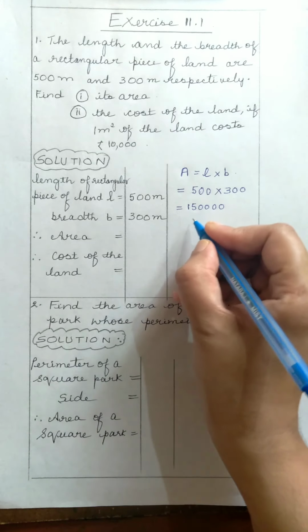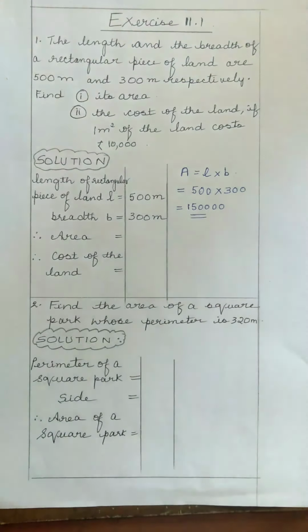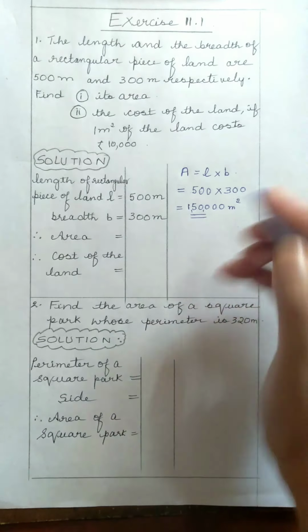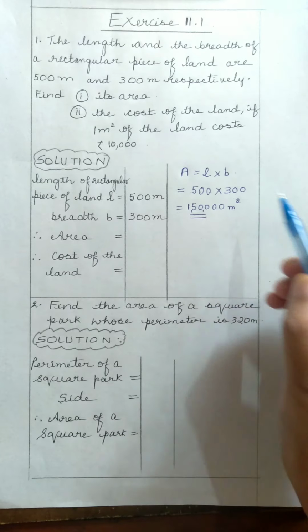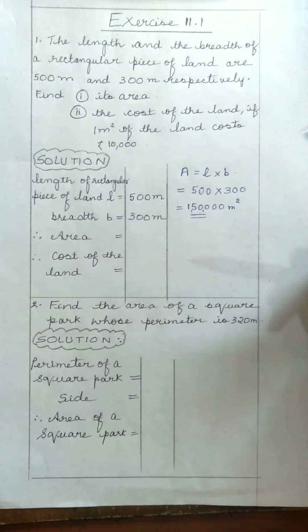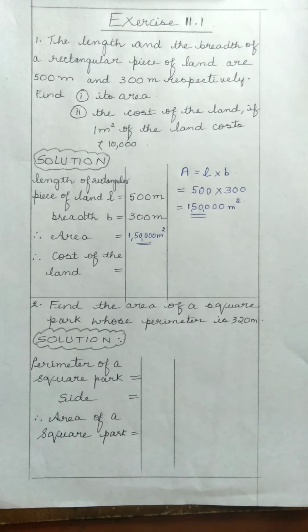Therefore, we will get the area, that is equal to 1,50,000 meter square. The area is expressed in terms of meter square because in the problem the unit is in meter. So answer will be meter square. Therefore, area is equal to 1,50,000 meter square. First part is over. Now we have to solve the second part.